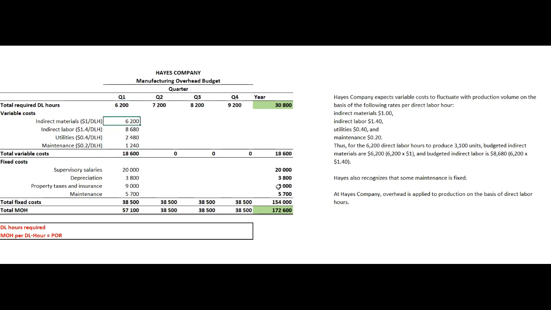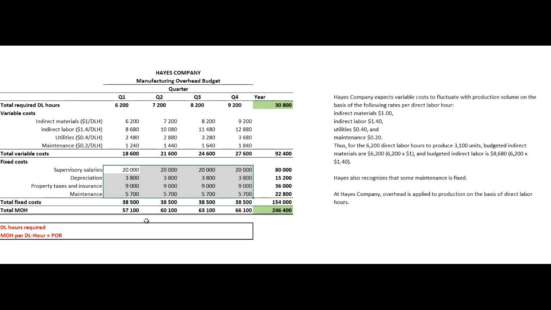So, for each quarter, we have to multiply the variable MO cost per cost driver, direct labor hour, by the number of labor hours of that quarter. After that, we add the fixed costs that remain the same regardless of the activity level, the number of labor hours. Thus, the total MO cost is the sum of the variable and fixed costs.